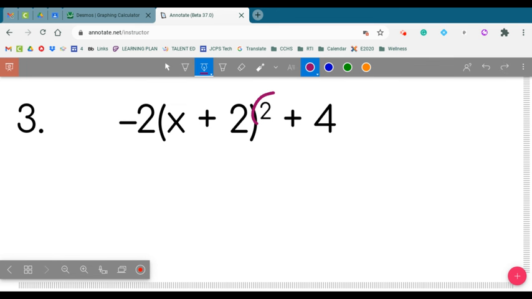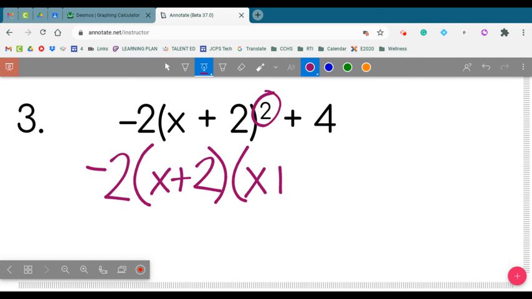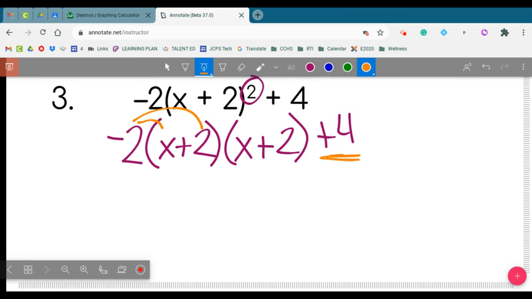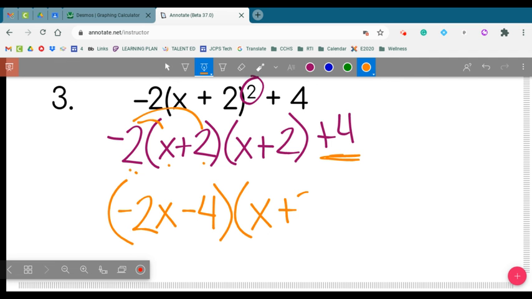So first thing, I see a 2 right here, so I write it twice. Negative 2 stays out in front. I have x plus 2, x plus 2, and then the plus 4. So again, the plus 4 over here, we're going to leave that till the end. This negative 2 we need to distribute. So negative 2 times x is negative 2x. Negative 2 times 2 is negative 4. So then I have x plus 2 stays the same, and the plus 4.